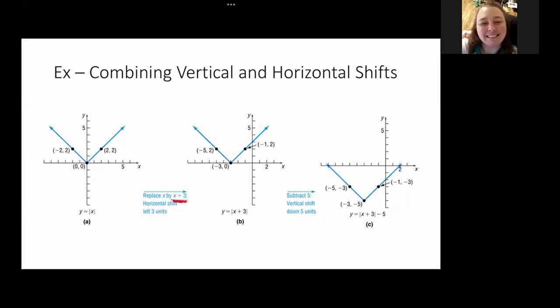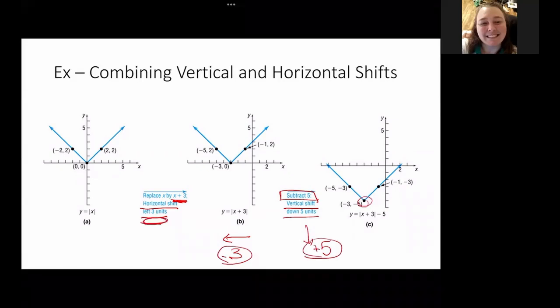That's going to move it horizontally 3 units. So we went to the left 3 units. So our 0, 0 point is now at negative 3, 0. So we're moving that x component by 3. Last but not least, subtract 5 from the total, which is that vertical shift, down 5 units. So down 5. Our vertex that was at 0, 0 is now going to be at negative 3, negative 5.